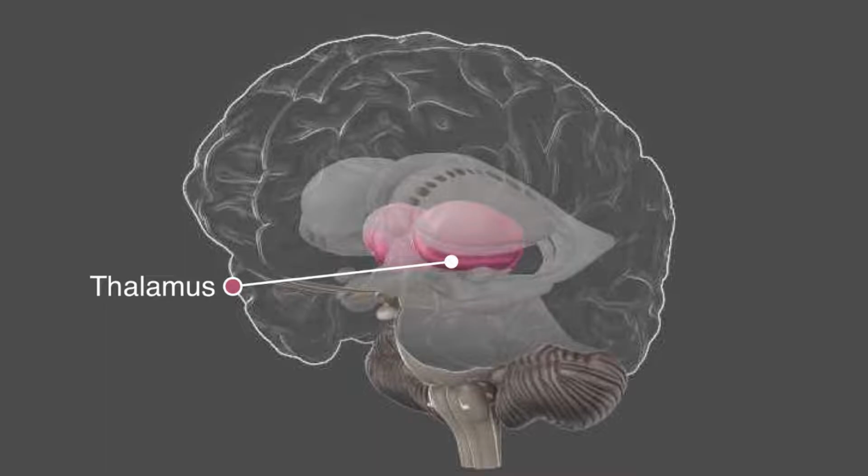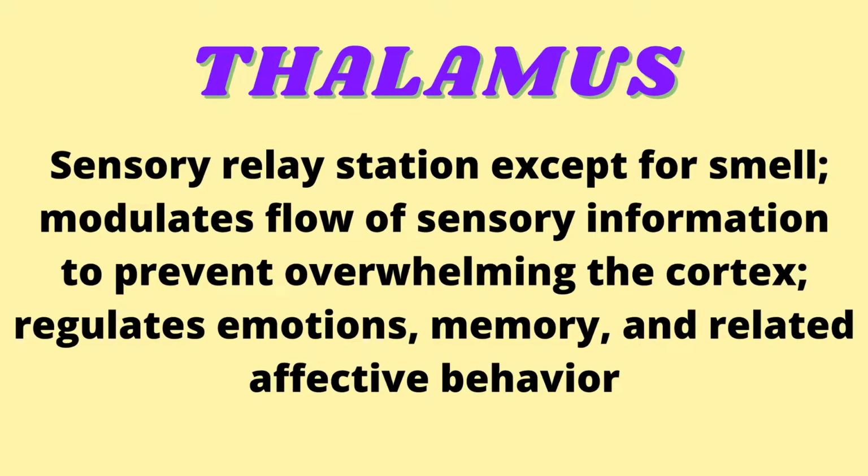And now for the thalamus. What does it do? Thalamus is a sensory relay station except for smell. It modulates the flow of sensory information to prevent overwhelming the cortex. It regulates emotions, memory, and related affective behaviors.